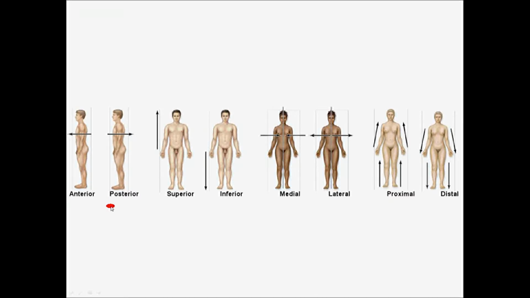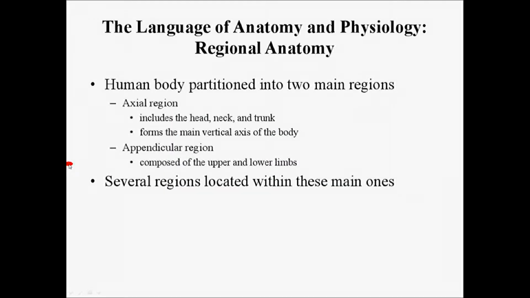Here's a picture showing the different anatomical directions: anterior versus posterior, superior versus inferior, medial versus lateral, and proximal versus distal. The human body can be partitioned into several different regions, the two being the axial region and the appendicular region. The axial region includes the head, neck, and trunk, and the appendicular region is composed of the upper and lower limbs, or the arms and legs. These regions can also be broken down into several smaller ones.